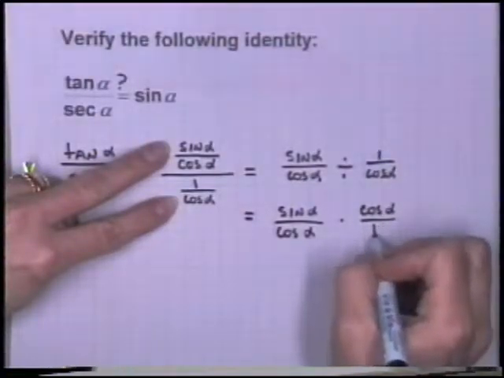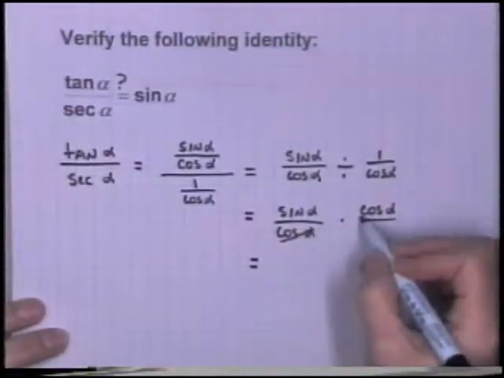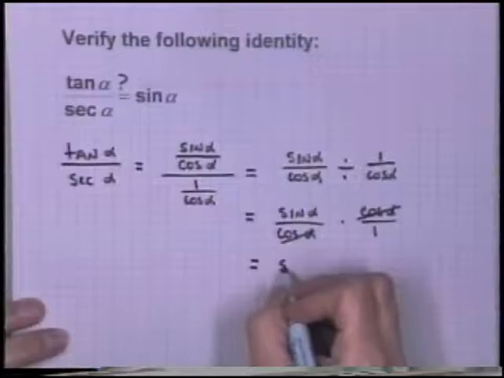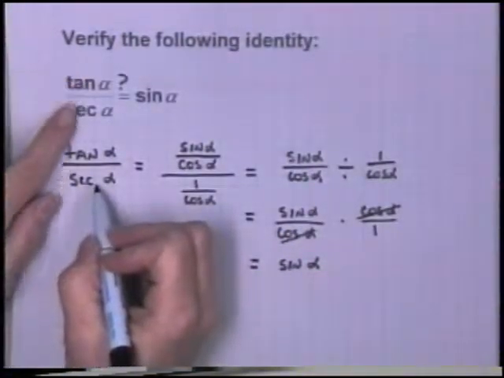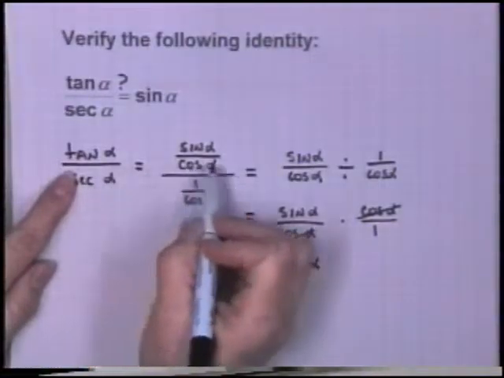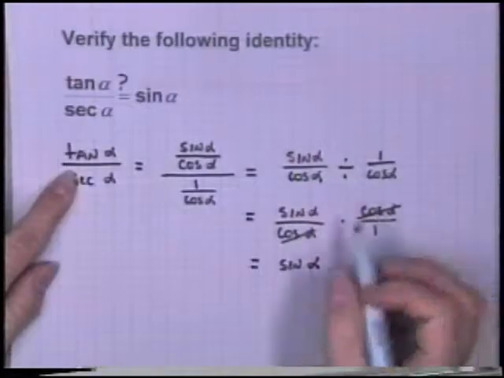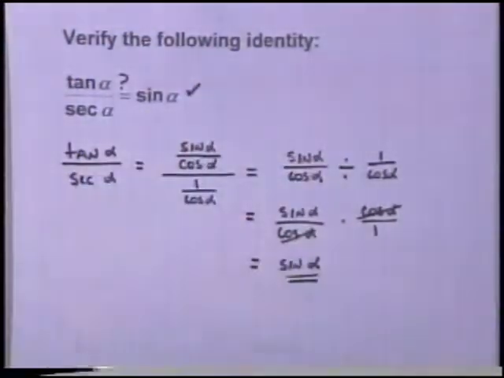So let's do that. Times cosine alpha over 1. And of course, at this point, we can see that our cosine alphas will cancel. We have sine alpha over 1, which is simply sine alpha. So notice what I did. I took the left-hand side, and by using identities and algebraic operations, I have shown that it is equal to this other right-hand side. And so I have verified that these in fact are equal.